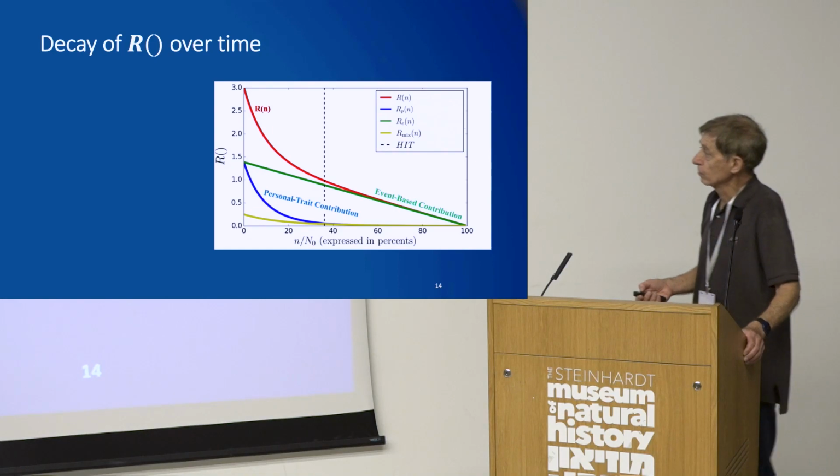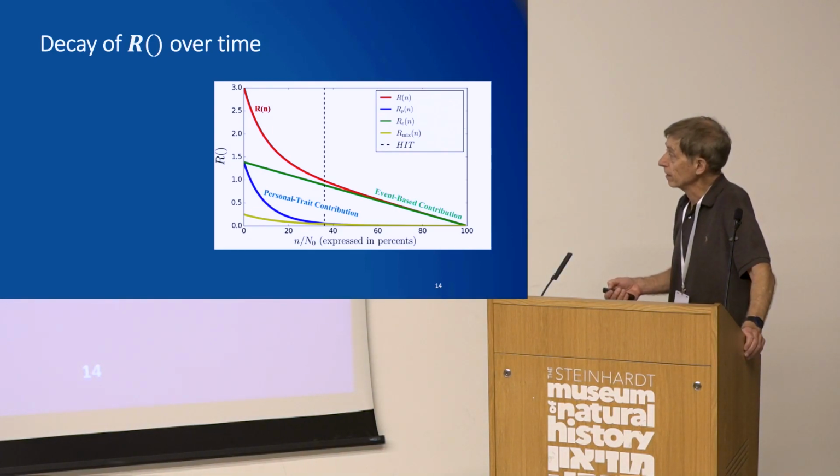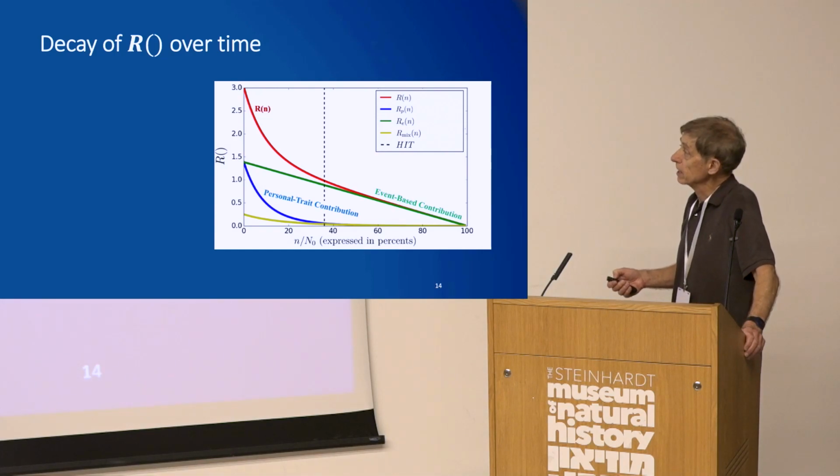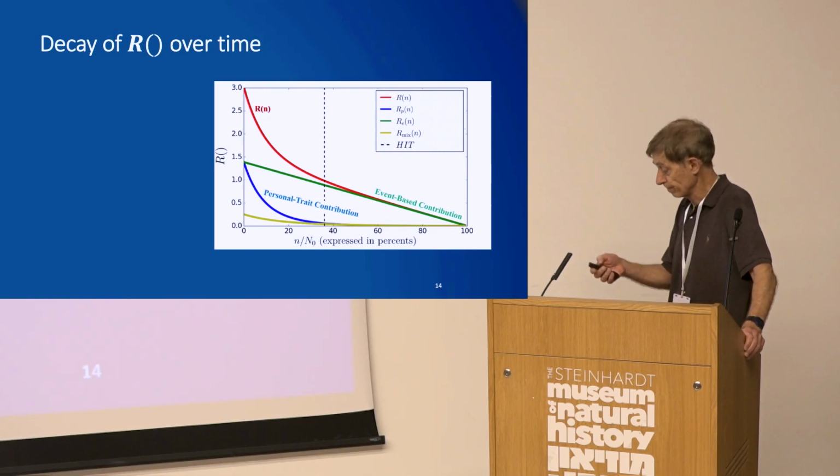Let me go to results. So here's how R progresses on the pandemic. And the nice thing is that you can split R into contributing factors due to events or due to personnel. And you see that events are dying out slowly, personnel dies out quickly.